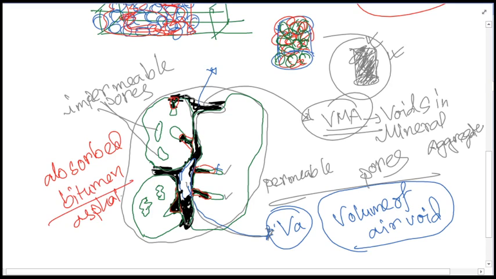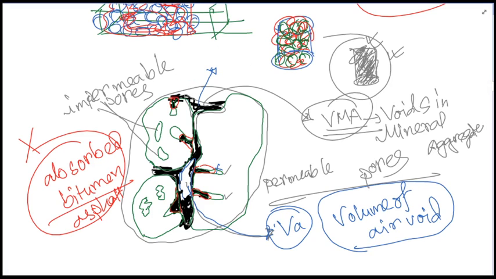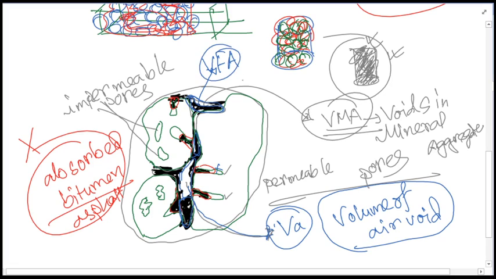Whatever you say. So this absorbed asphalt, if we don't ignore it and we consider the remaining asphalt within the void, this particular air void containing bitumen, that will be called VFA, and that is nothing but the voids filled with asphalt.